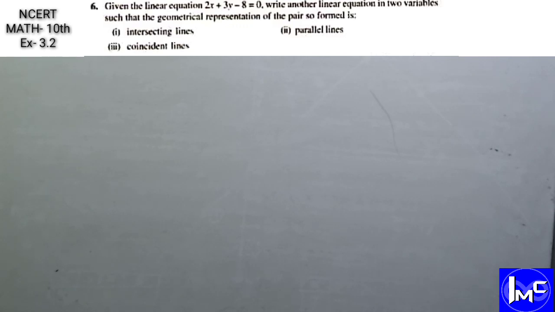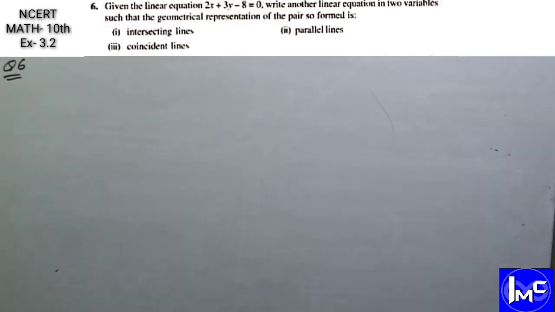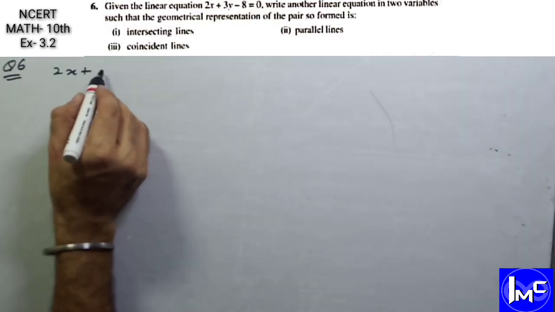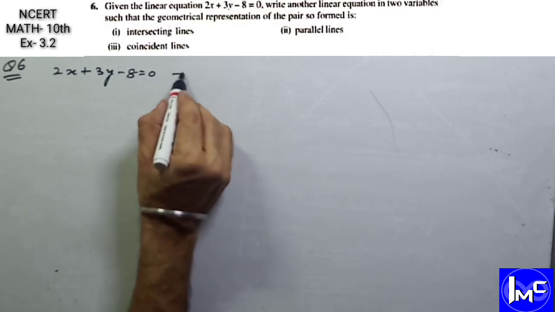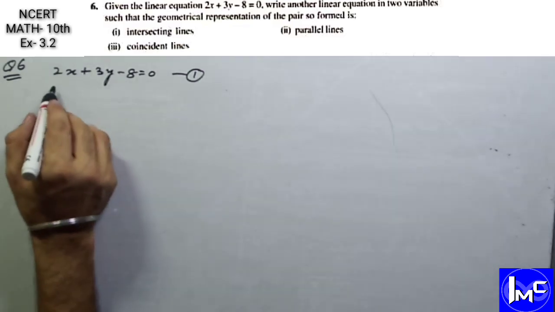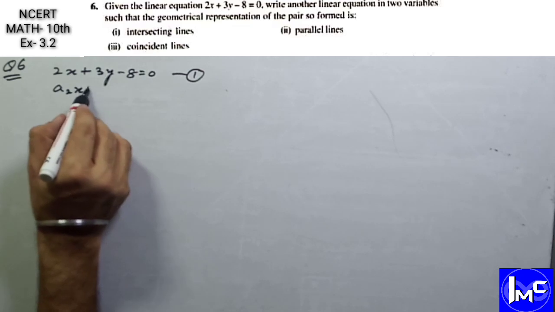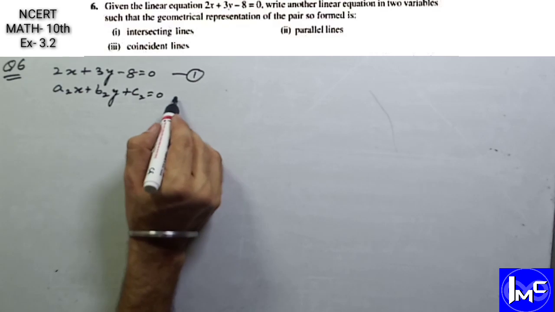To start, question number 6 of exercise 3.2 states: given the linear equation 2x + 3y - 8 = 0. This is the first linear equation. Now we will suppose another equation which is required, let us say a2x + b2y + c2 = 0.